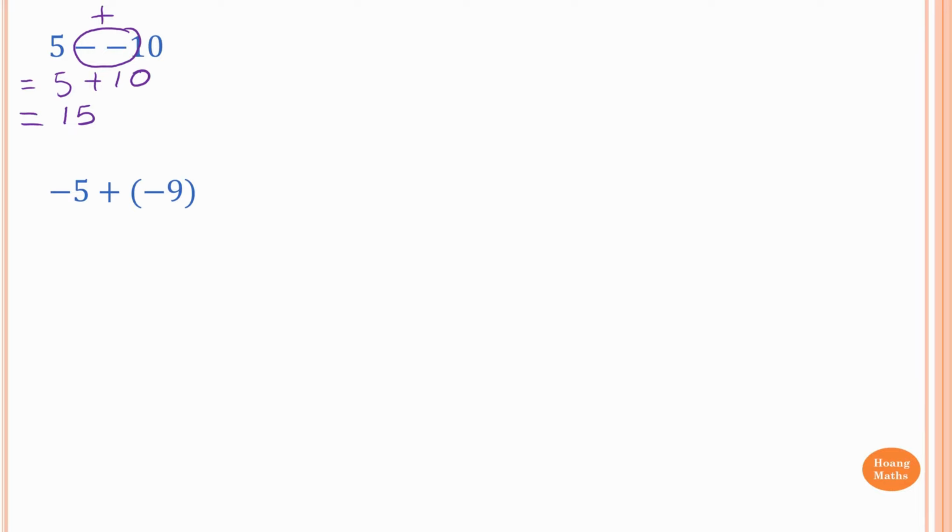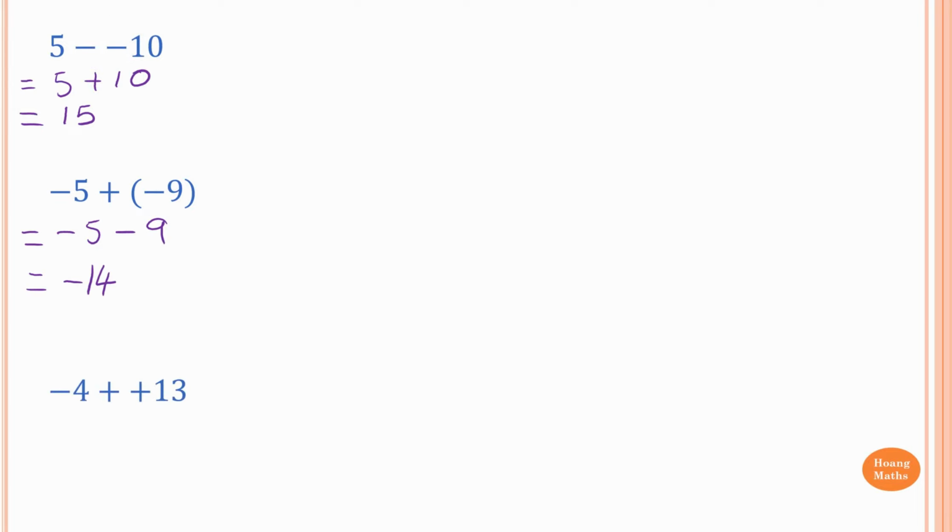Negative 5 plus negative 9. First of all, the bracket doesn't really matter, so you can just look at these two here. Then it becomes a negative and a positive, so it's only one negative, so the answer is negative. I just rewrite this as minus 5 and then minus 9. So this is equal to negative 14, because you owe the bank $5 and you owe another $9, so altogether you owe $14.